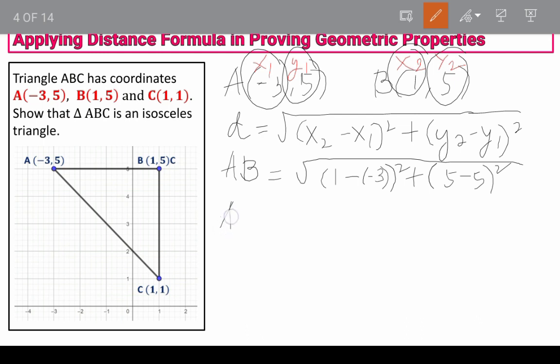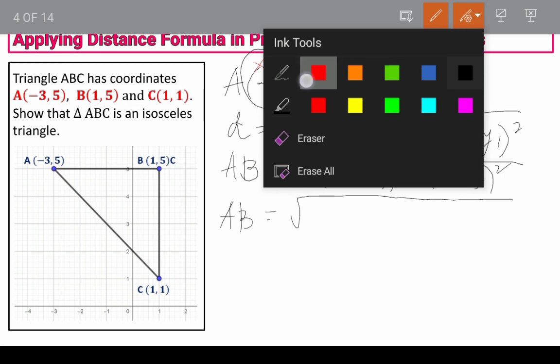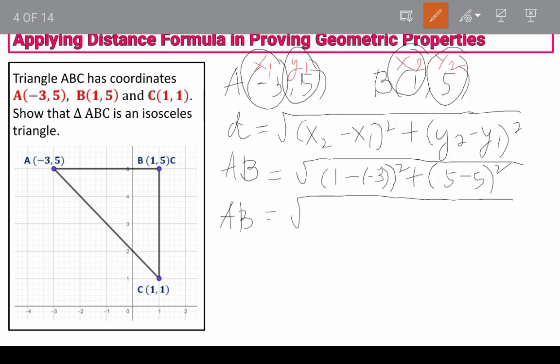Now, let's simplify. AB is equal to the square root of, so as you can see, you have here minus negative. Negative minus or negative, open parenthesis, and another sign of negative, it is equal to positive because negative times negative is positive. So we will now write 1 plus 3 squared plus 5 minus 5 is 0. So we have 0 squared.